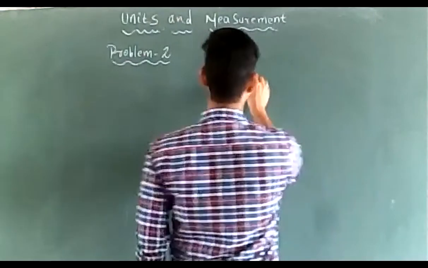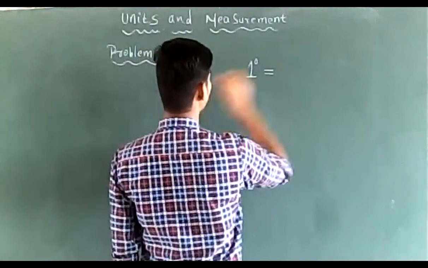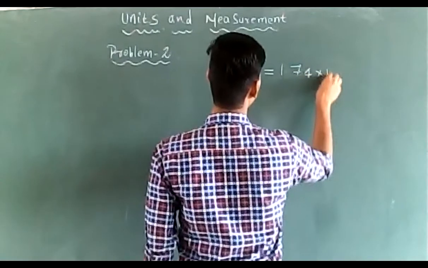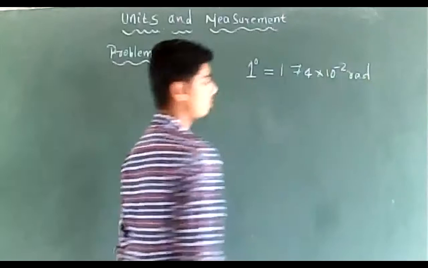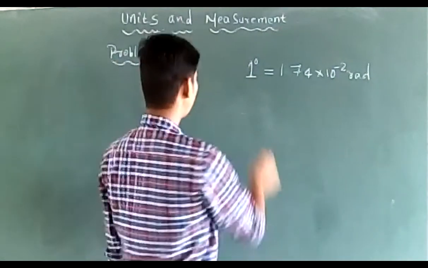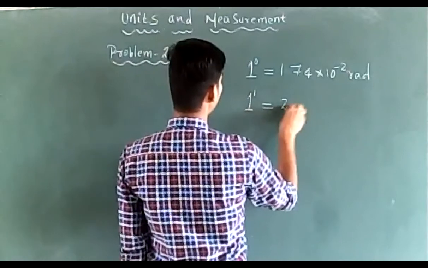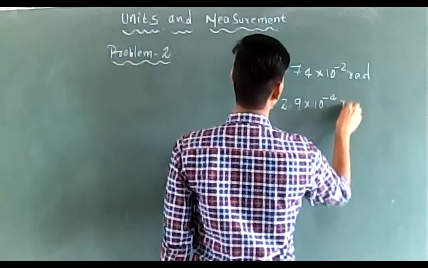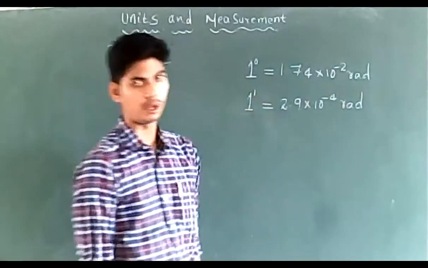So, in our last class, we have proved that 1 degree is equal to 1.74 into 10 to the power of minus 2 radians. This is 1 degree in radian. Also, we have proved 1 minute is equal to 2.9 into 10 to the power of minus 4 radians. 1 minute is equal to 2.9 into 10 power minus 4 radian.